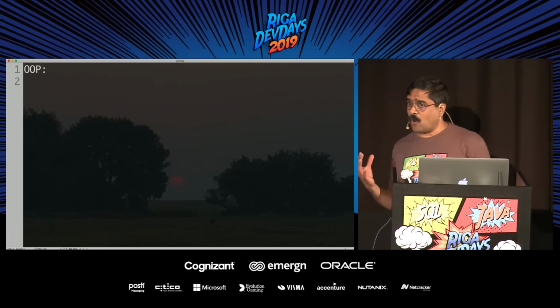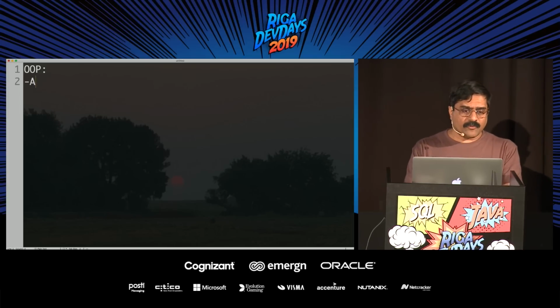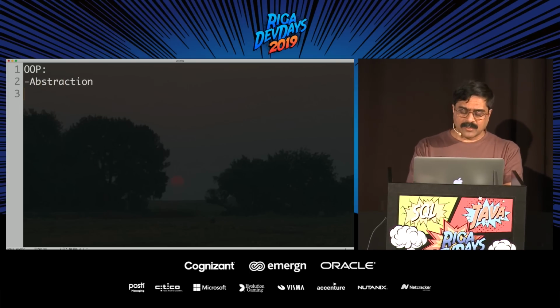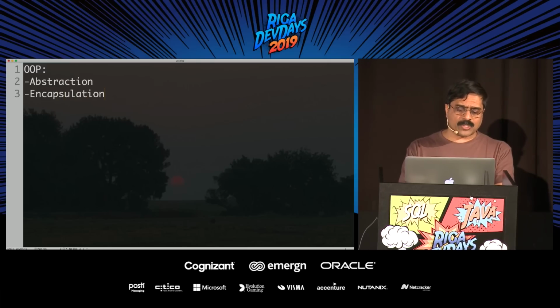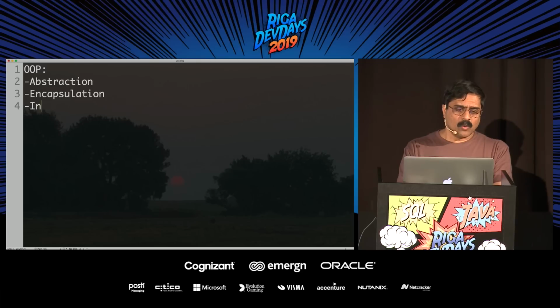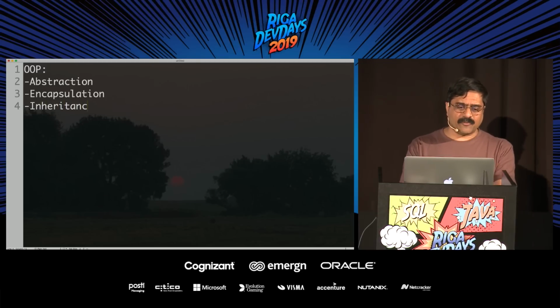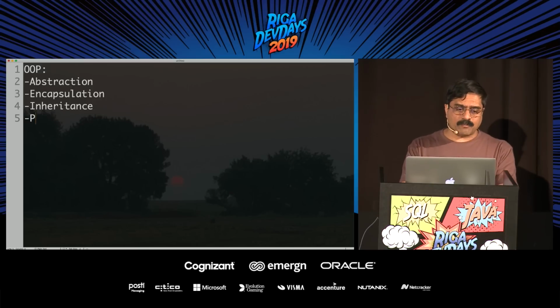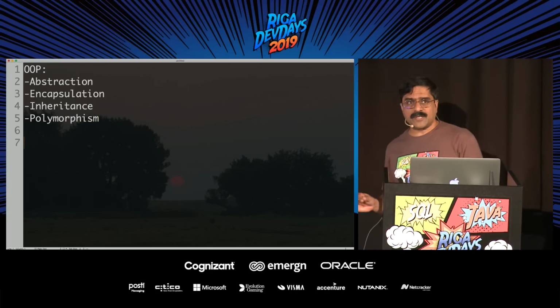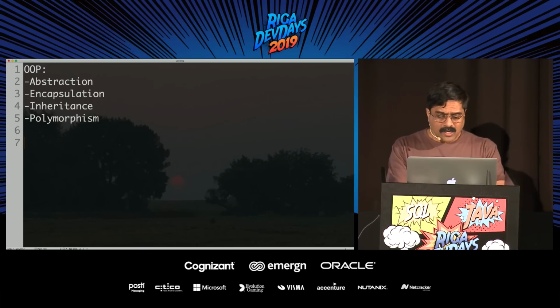OOP has 4 pillars of the paradigm. The first is, of course, abstraction. The second is encapsulation. And then we also have inheritance, which is the weakest link, if you will, the most useless of all the 4. And finally, we have polymorphism, which is probably the most important next to encapsulation. So we have these 4 things that contribute to OOP.